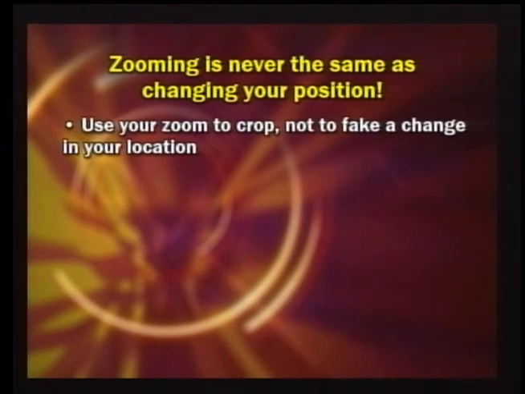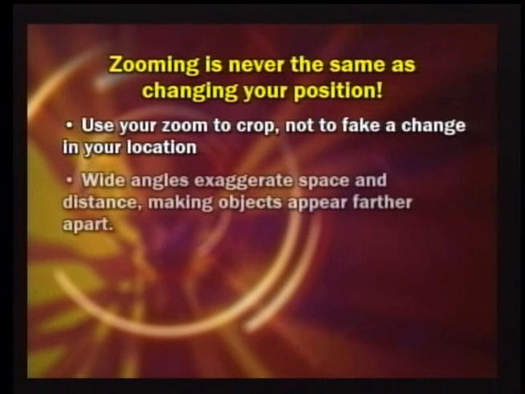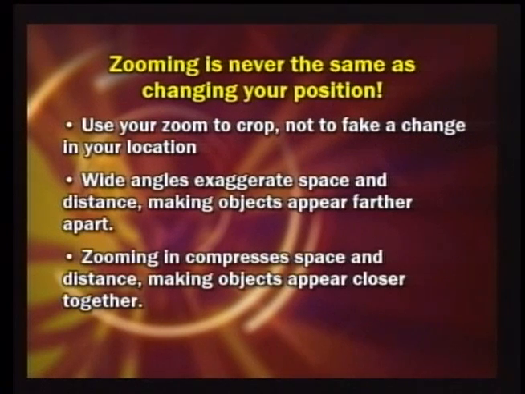Okay, and I'll show you some example pictures here in a minute. The main reason we do that is because wide angles exaggerate space and distance. Wide angle on a lens makes objects appear further apart. Conversely, zooming in compresses space and distance, making objects appear closer together.